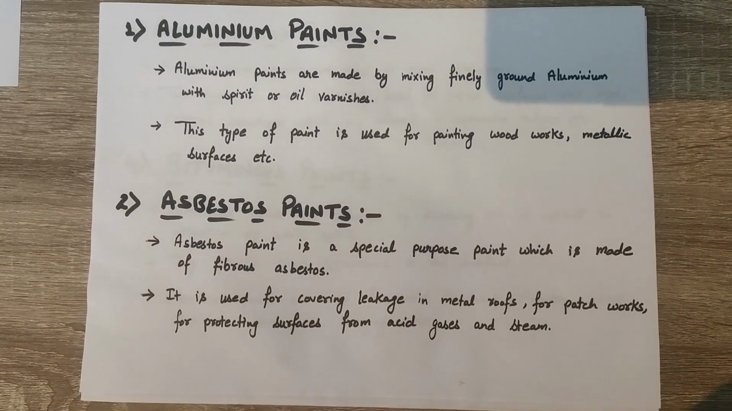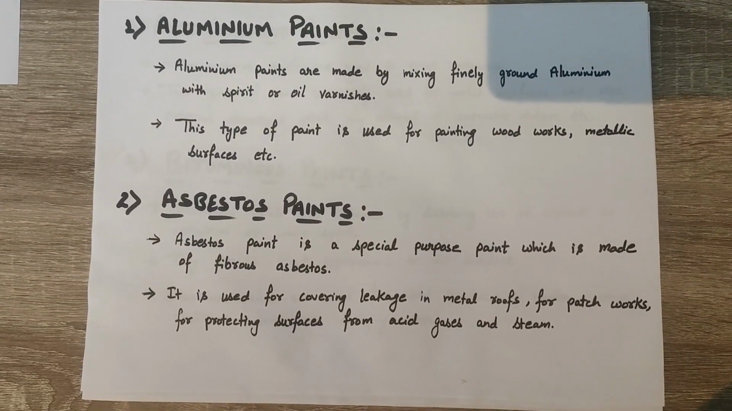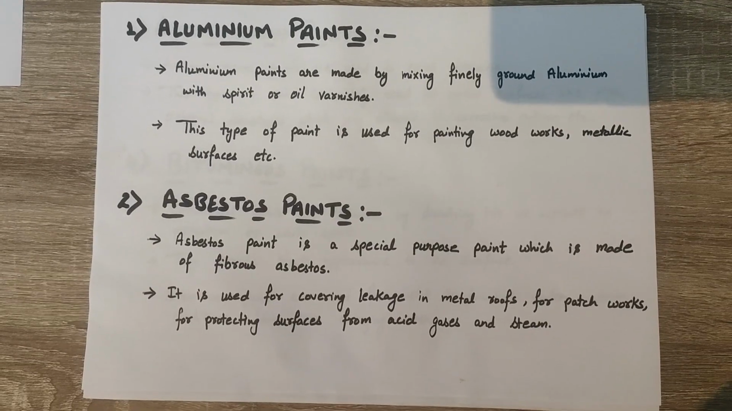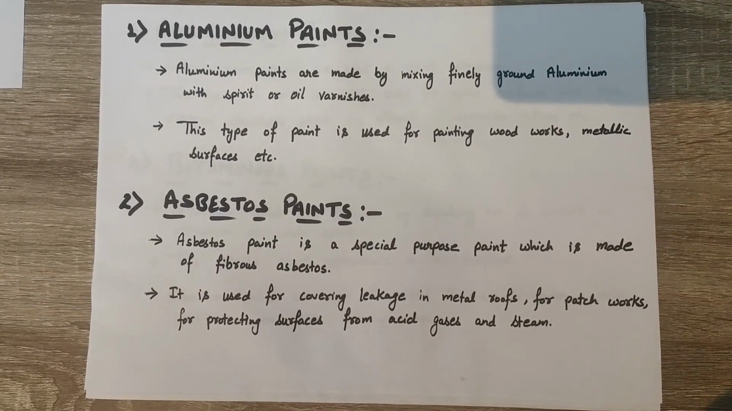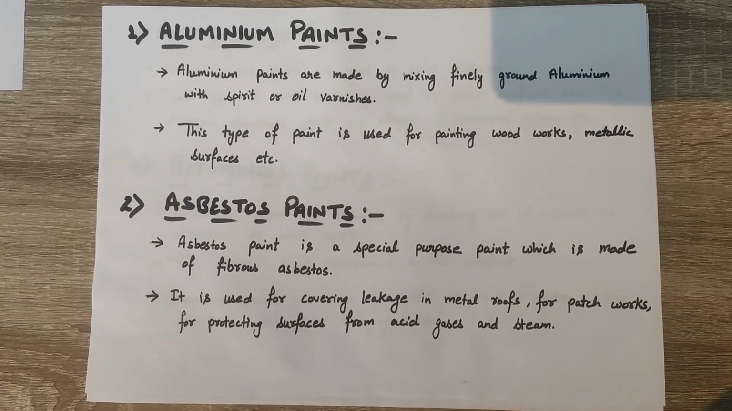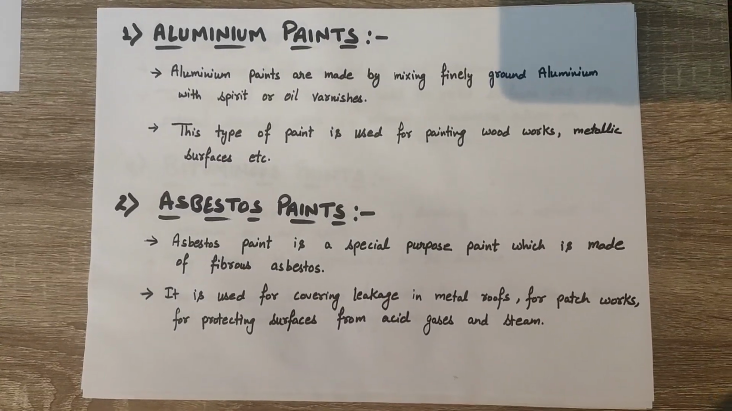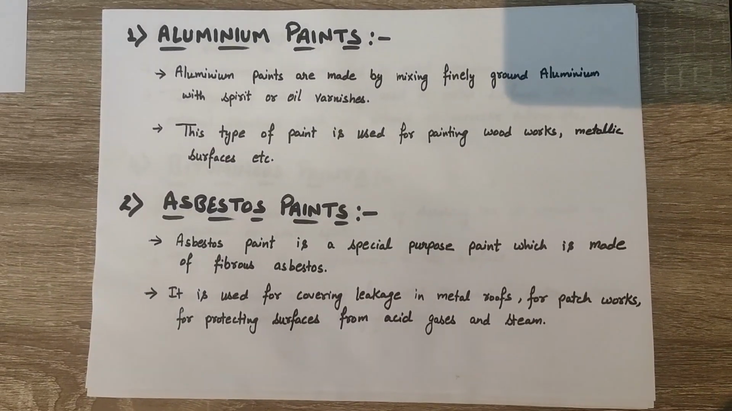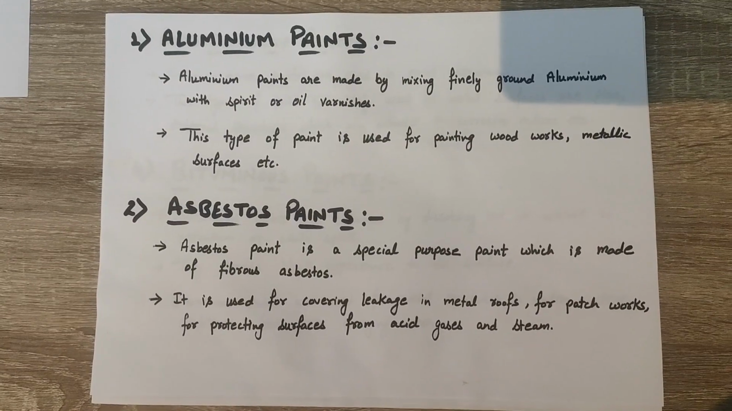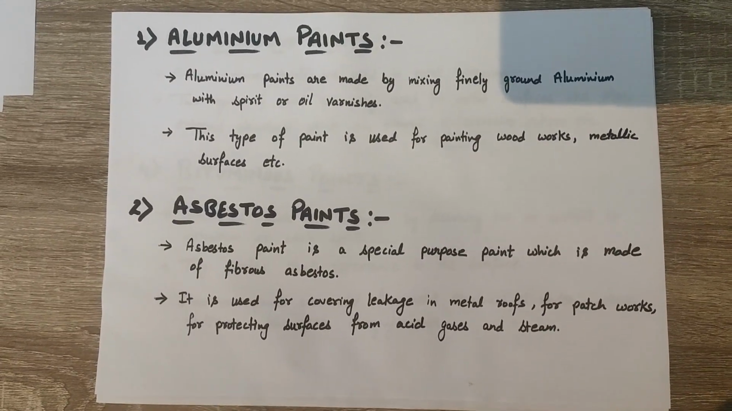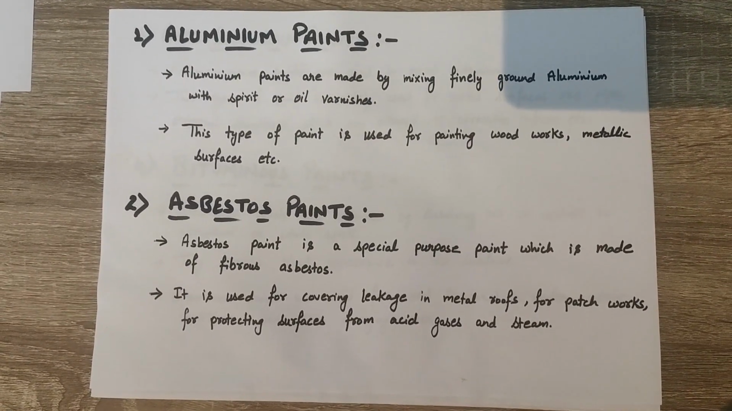Our first paint is aluminium paint. Aluminium paints are made by mixing finely ground aluminium with spirit or oil varnishes. The oil varnishes and spirit are used to make it dry quickly. This type of paint is used for painting wood works and metallic surfaces as well.